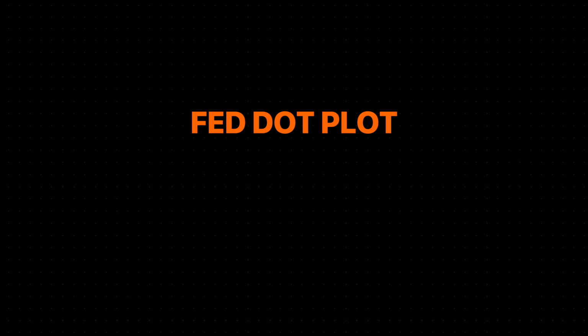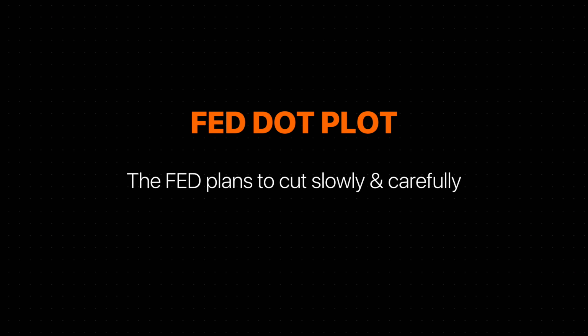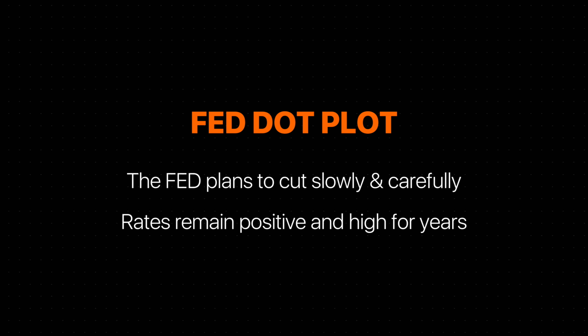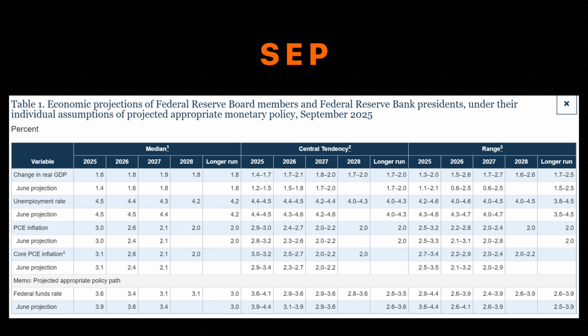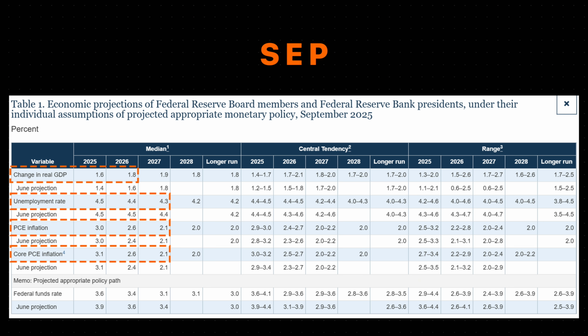This tells us two things. The Fed plans to cut slowly and carefully, and secondly, the rates stay positive for years, which is bullish for the dollar. Alongside the dots, the Fed released its Summary of Economic Projections, known as the SEP. GDP growth was revised slightly higher for 2025 and 2026. This signals the Fed doesn't see a recession coming. Unemployment is meant to drop gradually over the next 3 years from 4.5 to 4.4 to 4.3. Inflation is expected to stay where it is for this year in 2025 and then drop through 2026 and 2027.